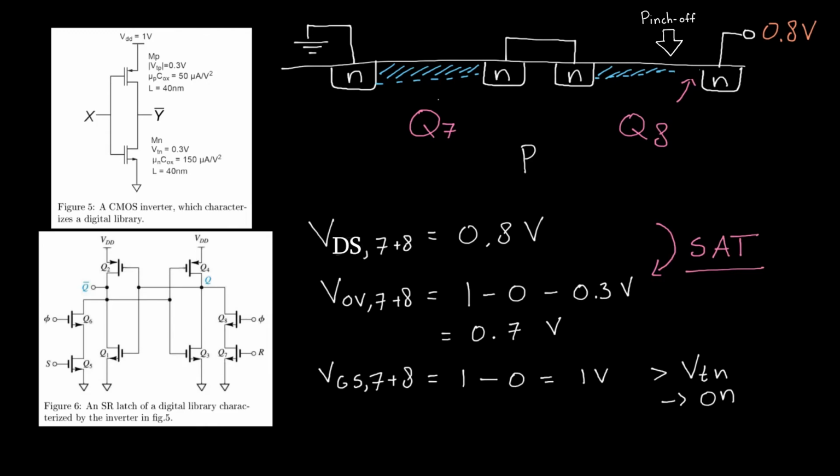But something interesting happens in Q7. This channel has been divided into two, and that means that it doesn't end in a pinch-off region. So Q7 is not behaving in pinch-off, therefore it's behaving in the triode region. So Q7 behaves in the triode region because the channel is not in pinch-off, but Q8 is behaving in the saturation region because it ends in this pinch-off.